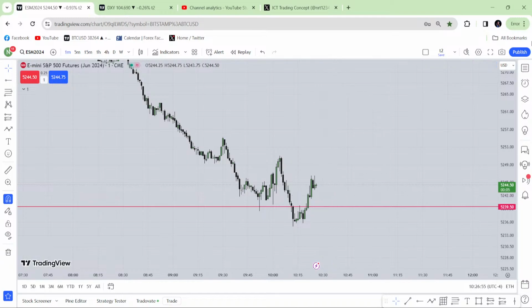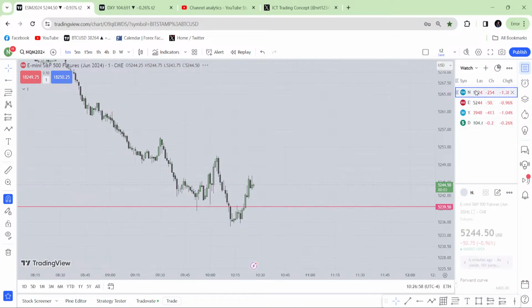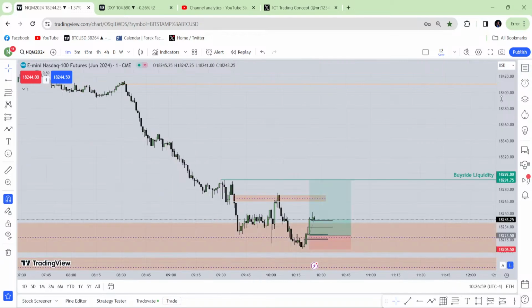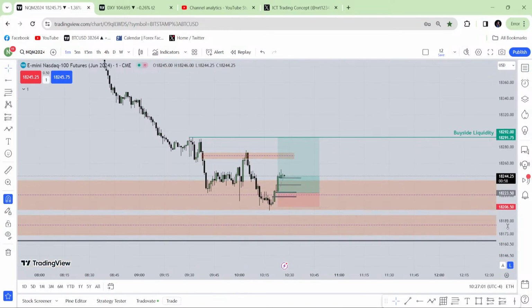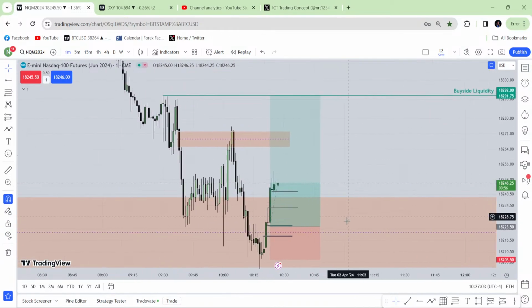So all I can see is a buy setup. As I'm not looking for sell, I am not interested to take sell. So market should go through this fair value gap.